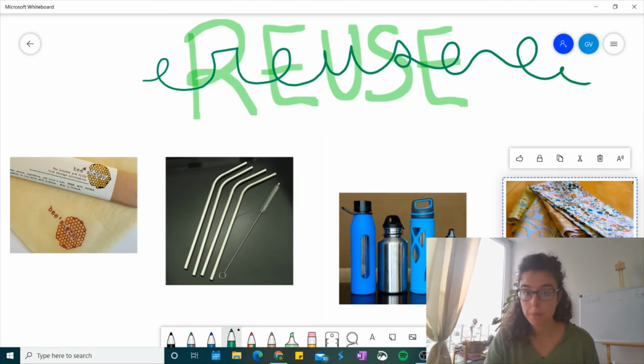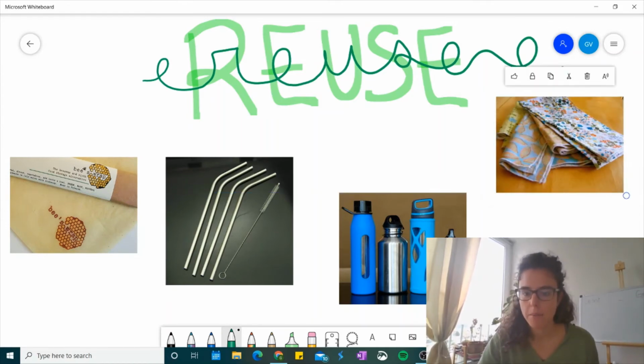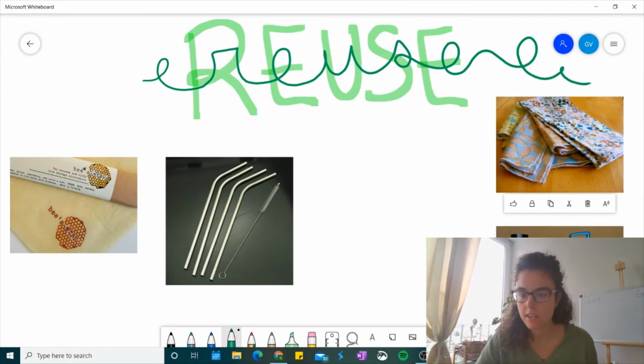Because paper napkins, your paper towels, when they are dirty, we cannot recycle them. We can only recycle clean paper. So that's why these fabric napkins or these cloth napkins are a good idea, because you wash them and then you use them again. It's cool, right? So I'm going to put that up there. I'm going to put water bottles down here.